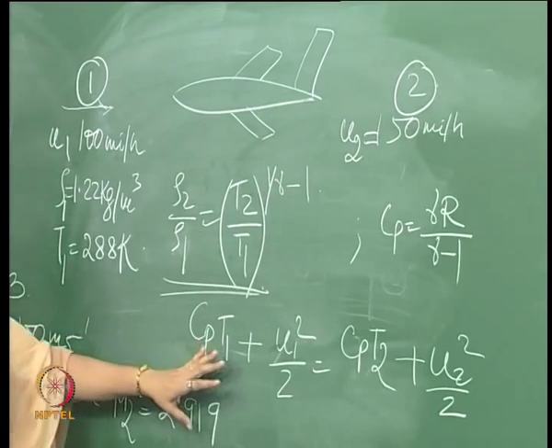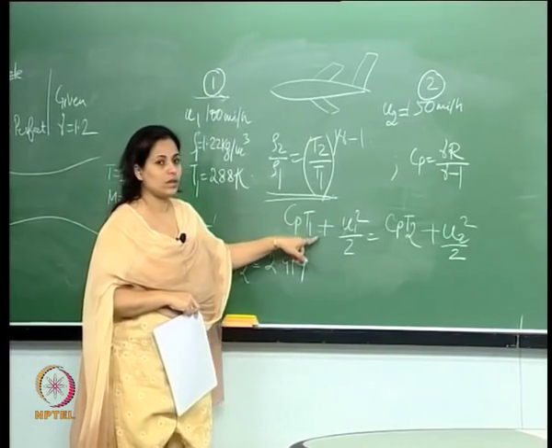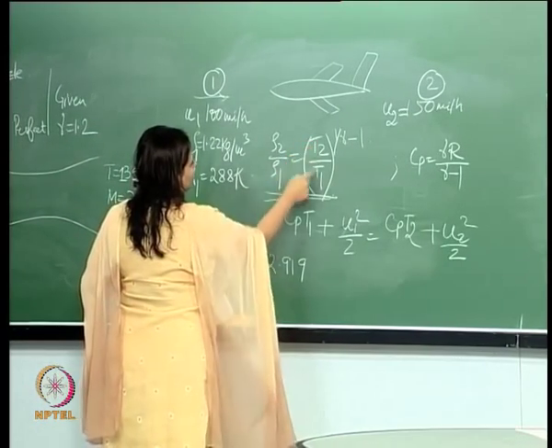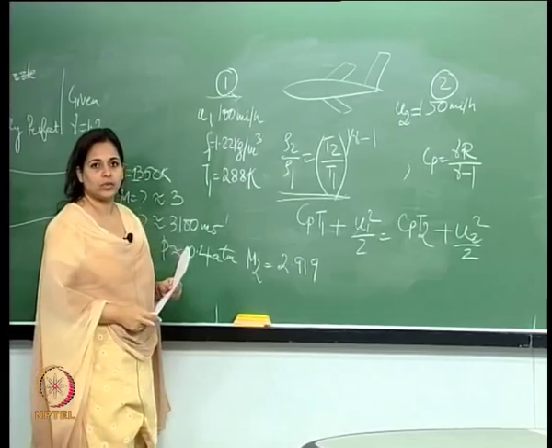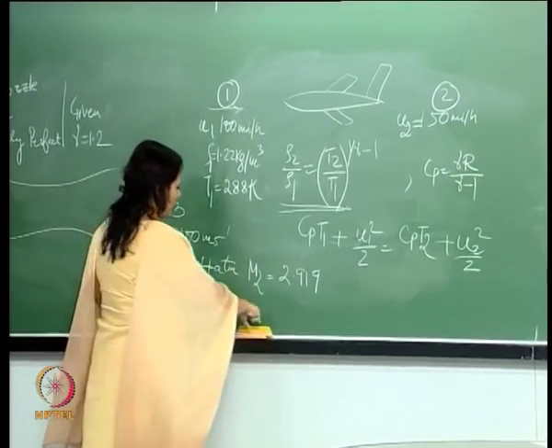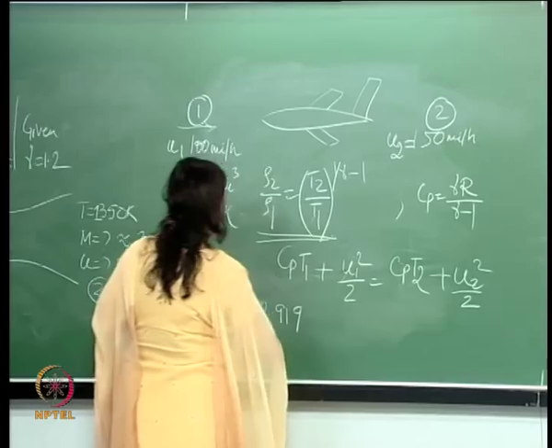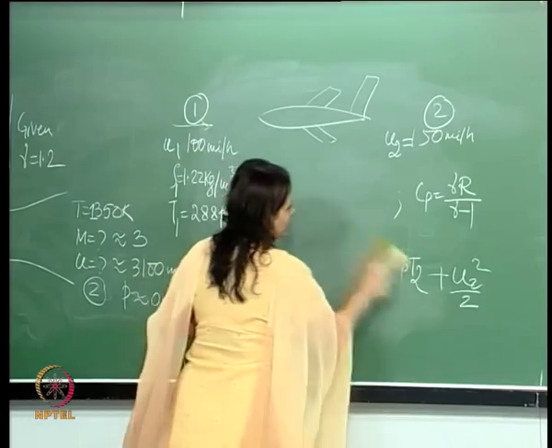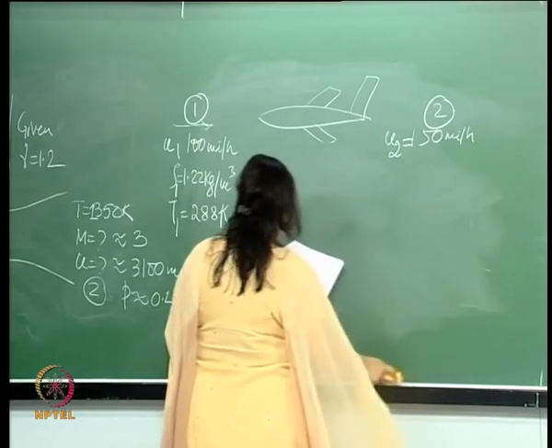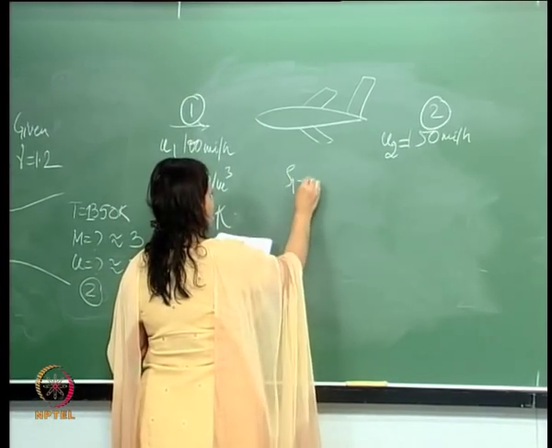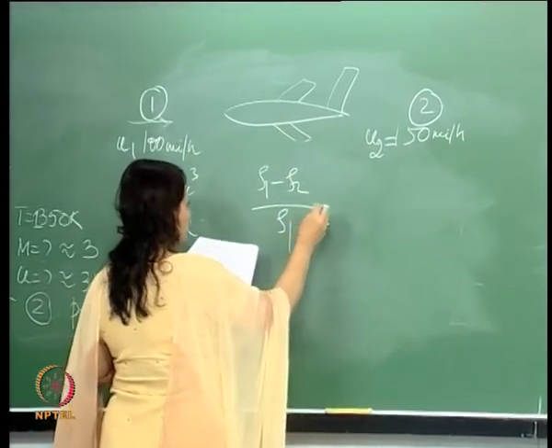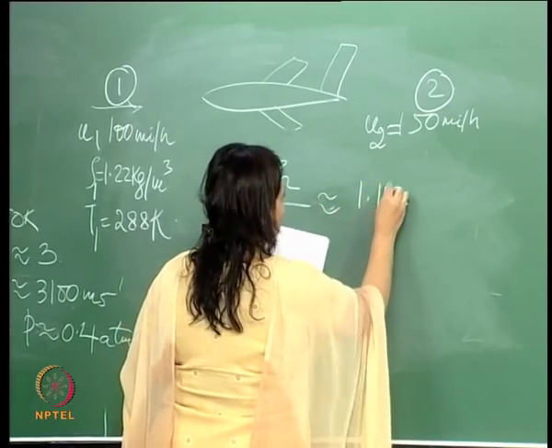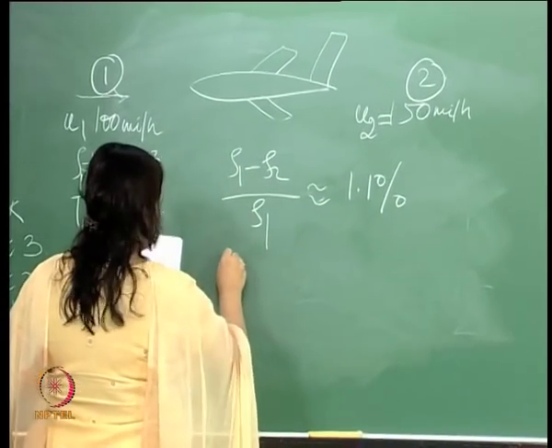Therefore I can actually get a relationship for T2 by T1. If I do this, what I come up with is this. So basically, the density I get, the density changes around this, and the temperature change.